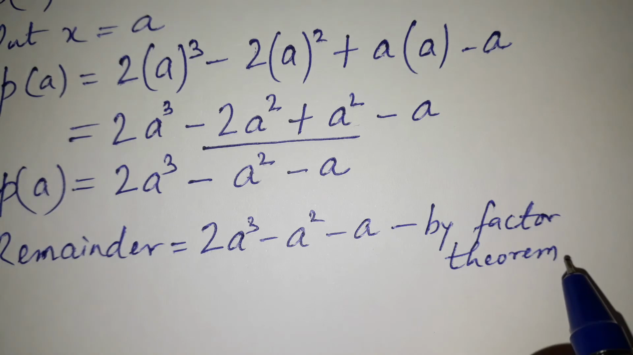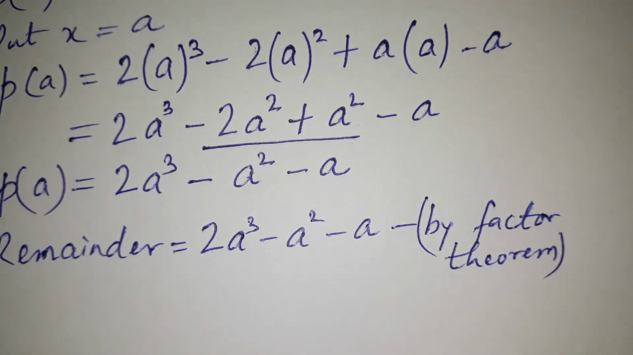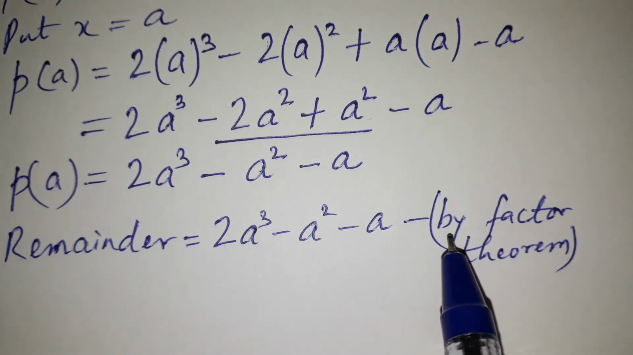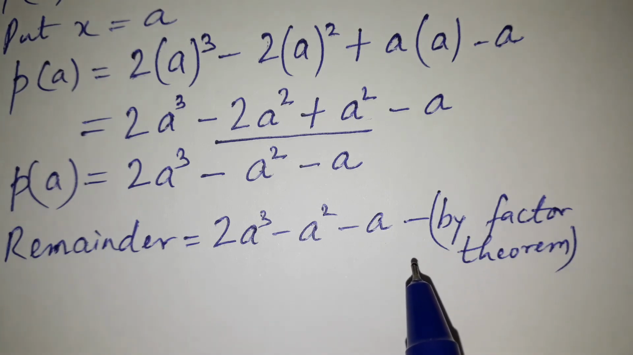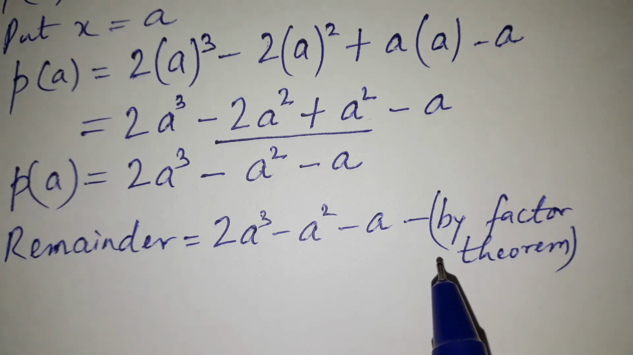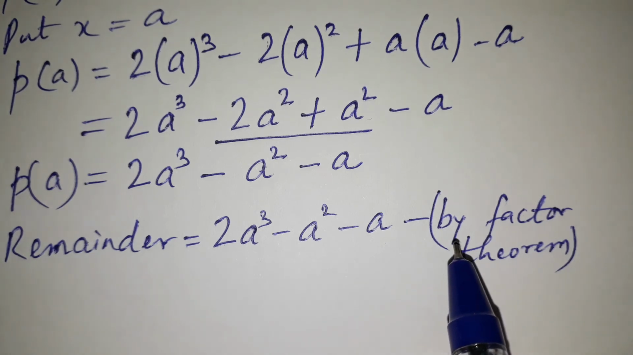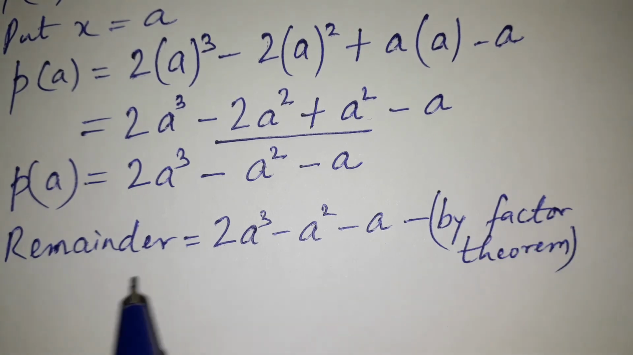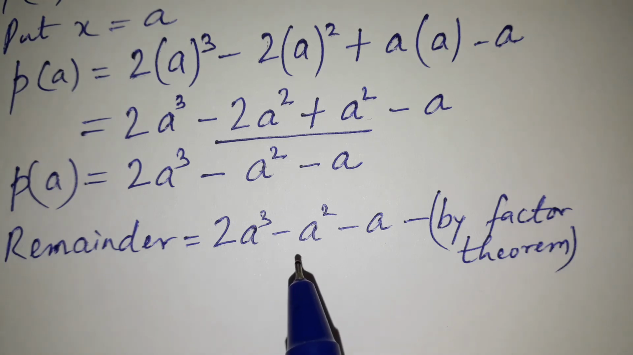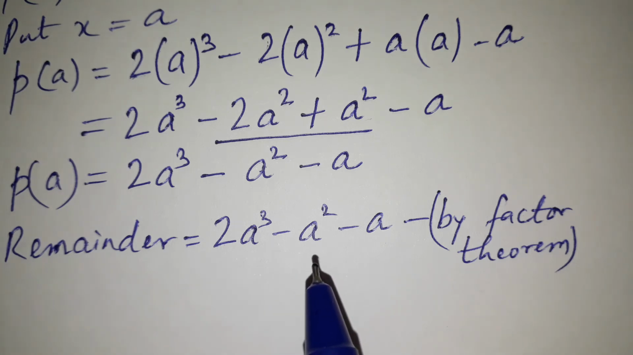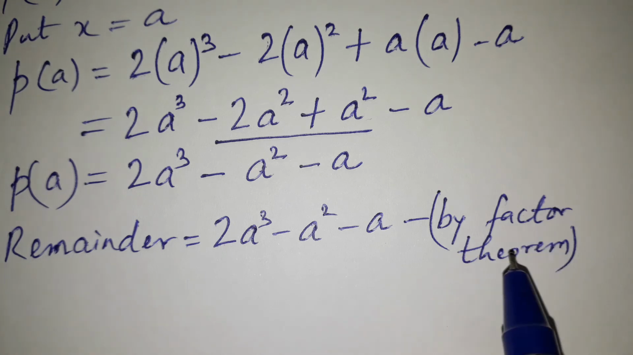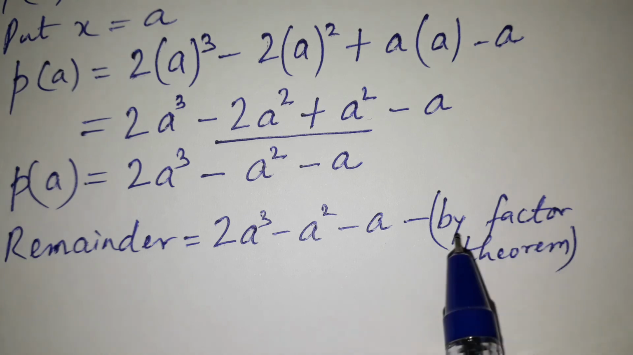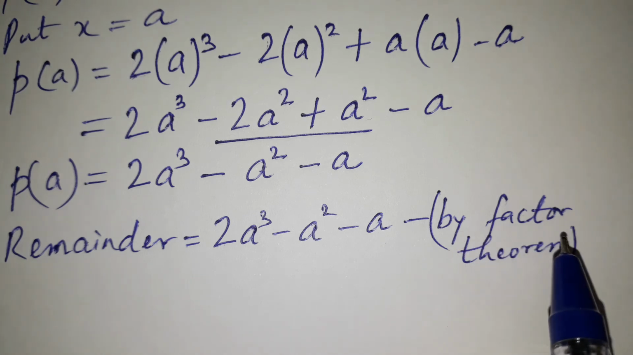They can say this by factor theorem or remainder theorem, because up to finding the remainder, the factor theorem and remainder theorem are the same. If they want a conclusion about whether the divisor is a factor or not, then the factor theorem can be used further. In the question it was given to use the factor theorem, that's why we have written by factor theorem. If it was given by remainder theorem, the method would be the same, but instead we would have written by remainder theorem.